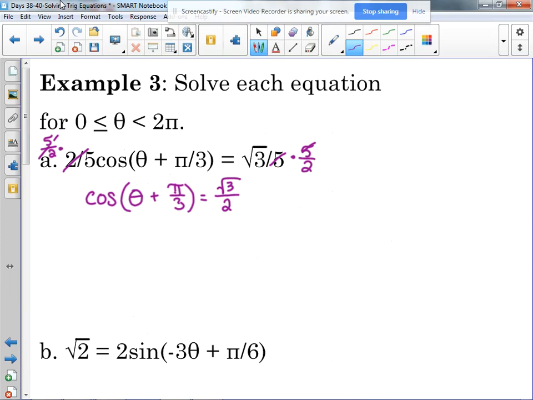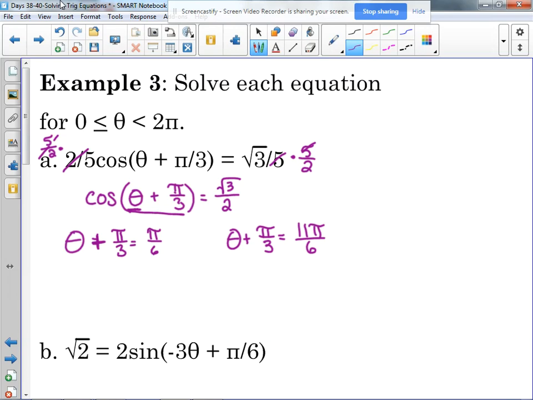Normally we would say that theta is equal to that, but we don't have just theta, we have theta plus pi over 3. So that is what we're going to set equal to our answer of pi over 6. And we're also going to set it equal to the other answer of 11 pi over 6.